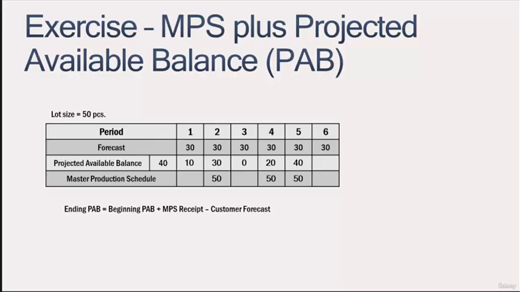The ending PAB in period 5 is the beginning PAB in period 6. Using the formula, we have 40 pieces as the beginning PAB, plus 0 as we don't have an MPS receipt, minus the forecast of 30 equals a balance of 10 pieces as the ending PAB for period 6. We're done, and that's it for projected available balance.